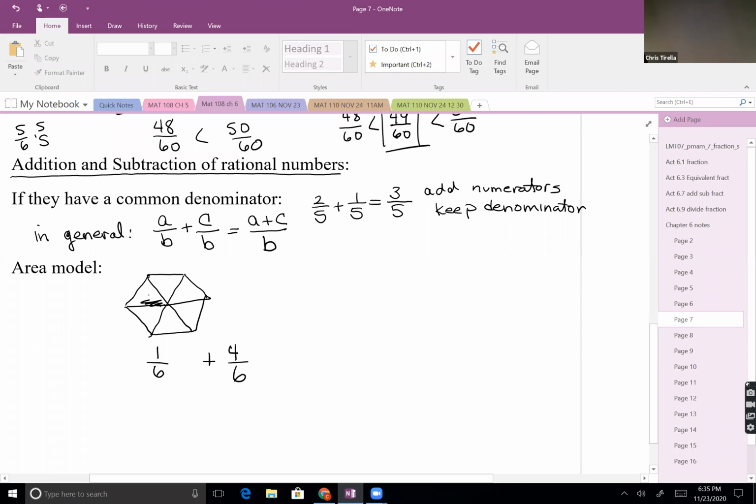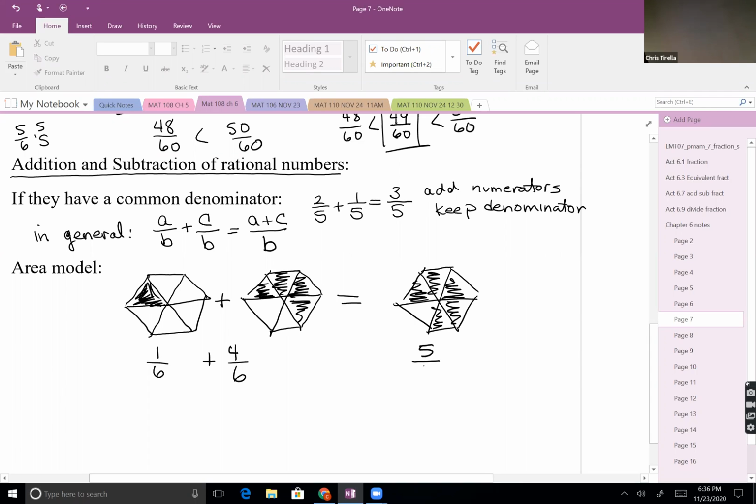And so I would have 1/6. And I'd add to it 4/6. And when I combine them, what did I have? 4/6 and the one more, a total of 5/6.